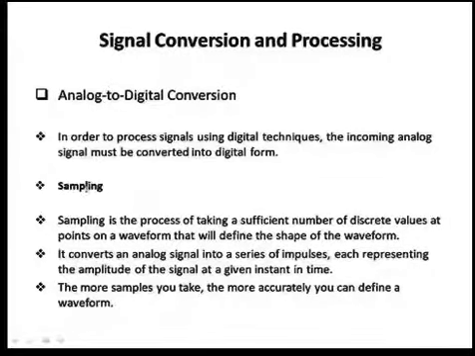So what is sampling? Sampling is the process of taking a sufficient number of discrete values at points on a waveform that will define the shape of the waveform. It converts an analog signal into a series of impulses, each representing the amplitude of the signal at a given instant in time. The more samples you take, the more accurately you can define a waveform.